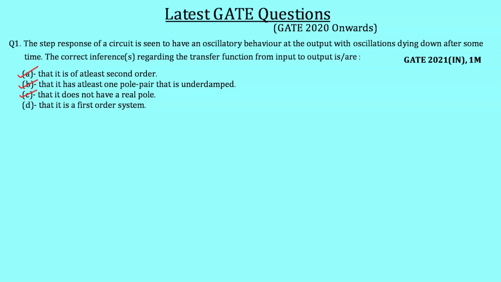Now let's see the solutions. For oscillations, there should be at least two energy storing elements in the network. In other words, we can say that the order must be at least 2. So the first option is true.